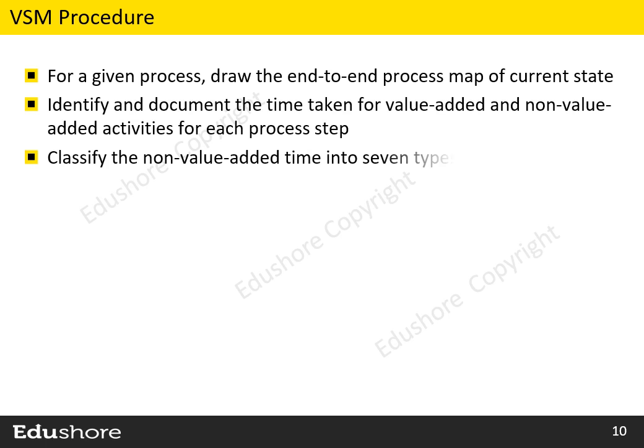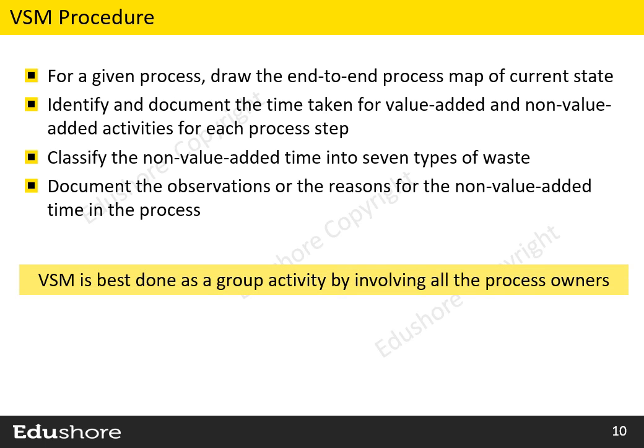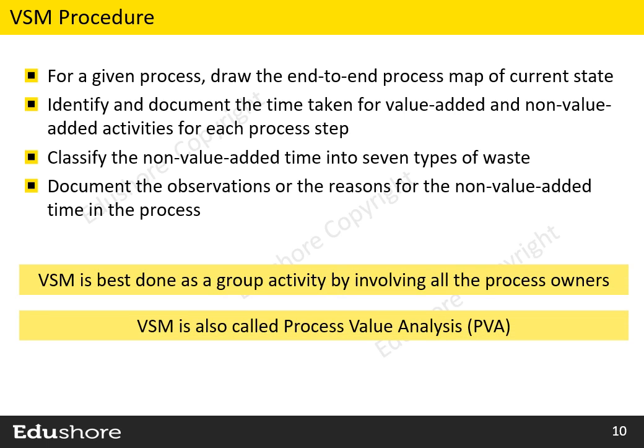We need to make sure to classify the non-value-added time into 7 types of waste, and document the observations or the reasons for the non-value-added time in the process. Value stream mapping is best done as a group activity by involving all the process owners of the sub-processes. Please note, VSM is also called Process Value Analysis, PVA.